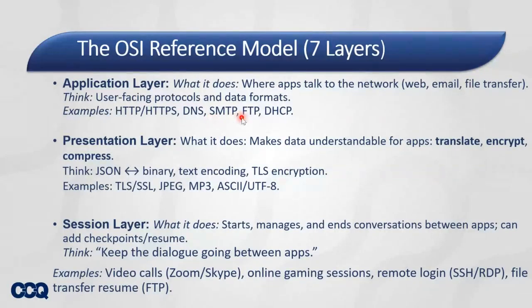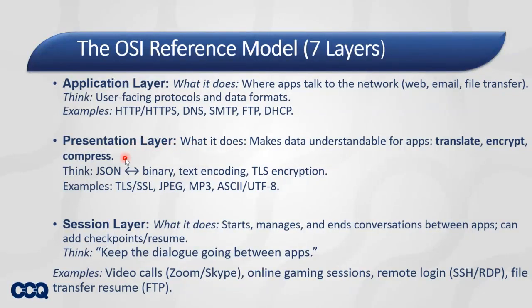Also, we have SMTP, the Simple Mail Transfer Protocol, which is used for emails. And the File Transfer Protocol, which is used during file transfer. This is also in the application layer. And the Dynamic Host Configuration Protocol. So this is the 7th layer.